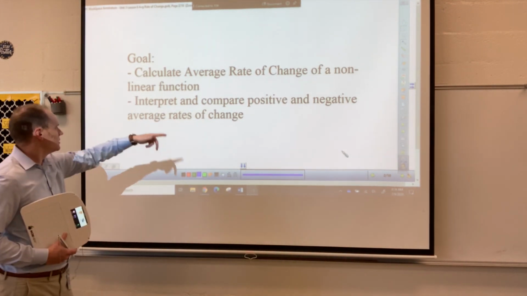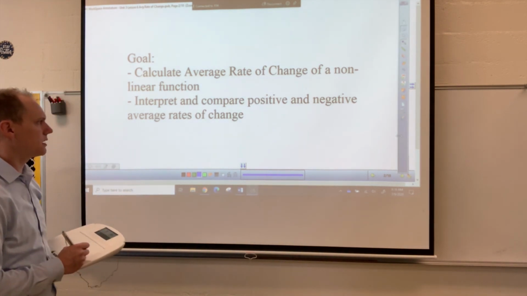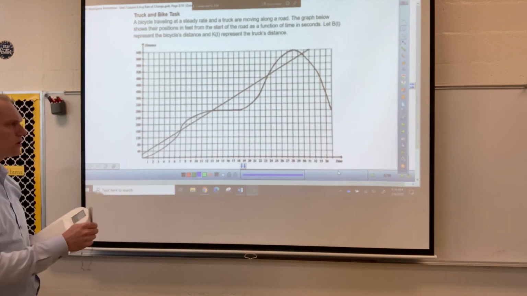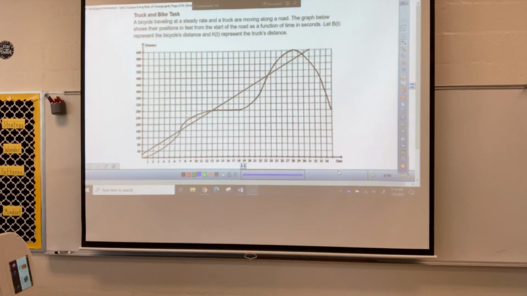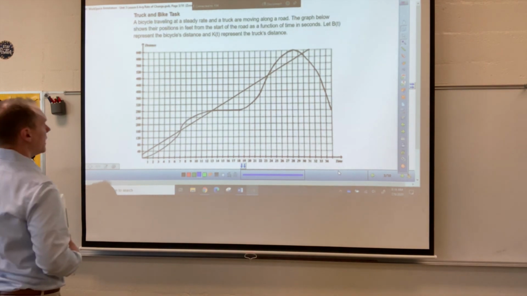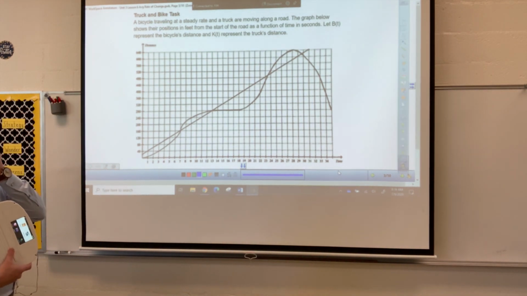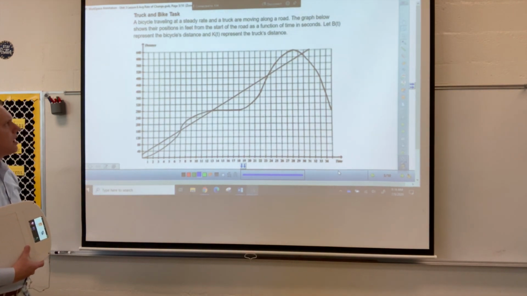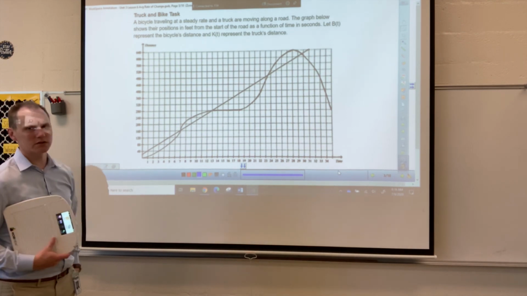Interpret and compare positive and negative average rates of change, and we're going to look at that in the context today. So here's our context. We have a bicycle traveling at a steady rate and a truck moving along a road. The graph below shows their positions in feet from the start of the road as a function of time in seconds. Let B of t represent the bicycle's distance and K of t represent the truck's distance.